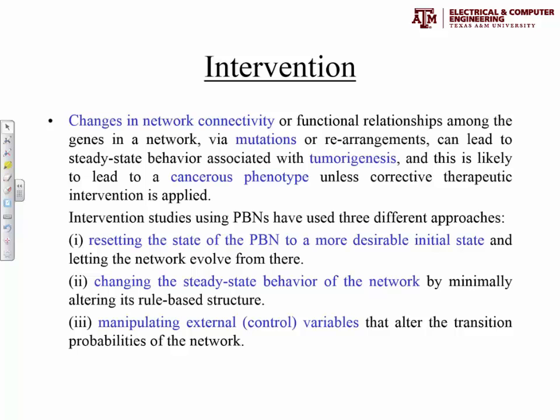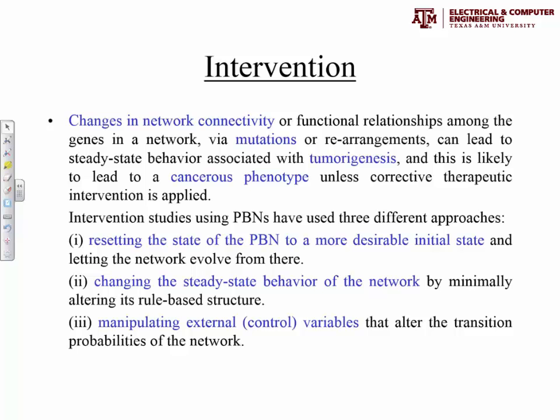Now, we talked already about probabilistic Boolean networks, and so on, right? So if you have changes in network connectivity, let's say there is some oncogene that turns on, okay, it's permanently at 1, okay? Even if the stimulus is not there, okay? So in that case, you could have steady state behavior that is associated with the formation of tumors, tumorigenesis, and this is likely to lead to a cancerous phenotype unless corrective therapeutic intervention is applied, right?